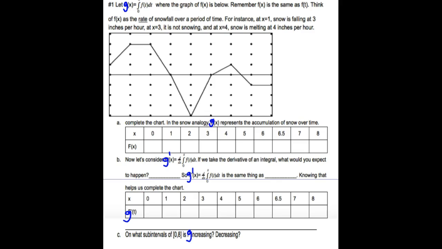So now I've got a function accumulating the area under the curve of this f of t. So this is t, and this is the graph of f of t. And it says to think of this f of t or f of x as a rate of snowfall. So we're going to consider this a rate, and it's going to be in inches per hour. So my time is going to be in hours, and I'm going to be graphing the rate in inches per hour. So not the snow accumulation, but the rate that it's snowing.